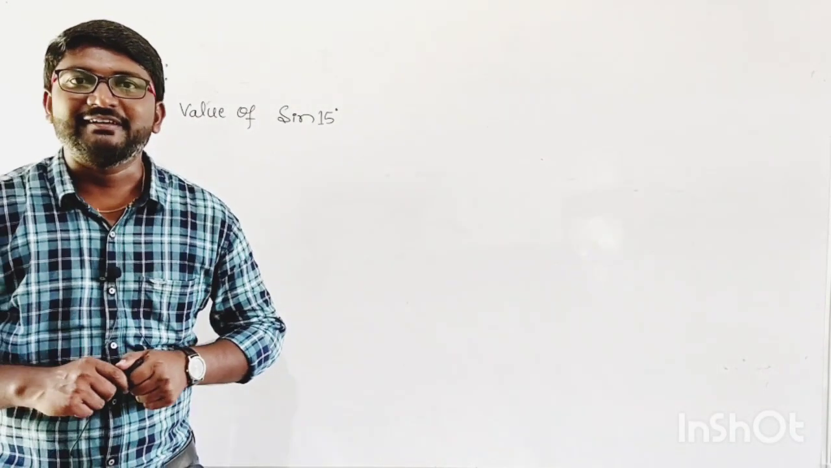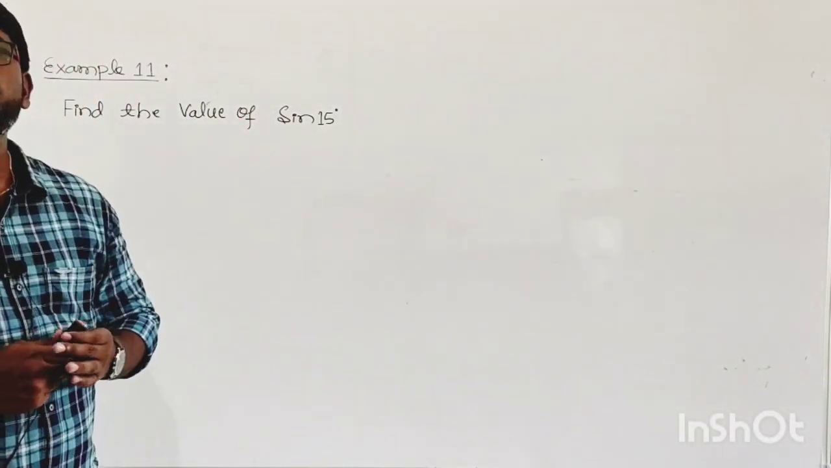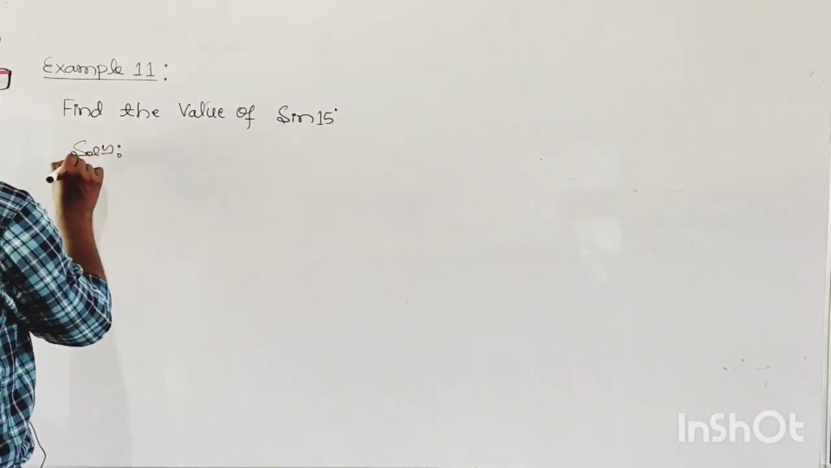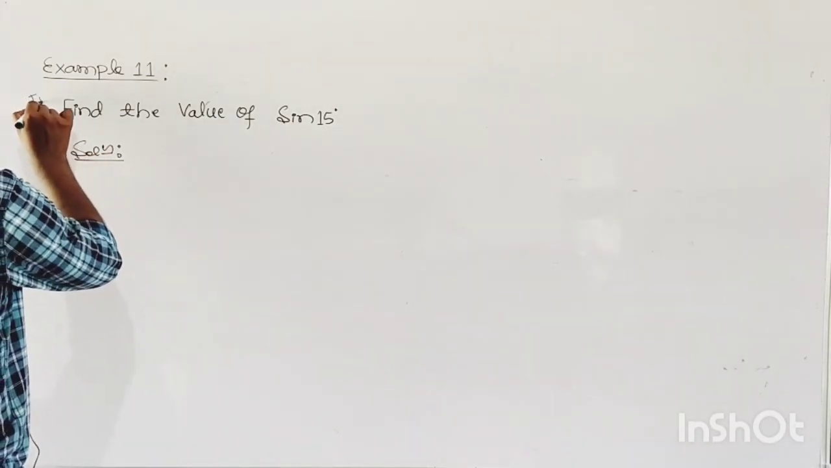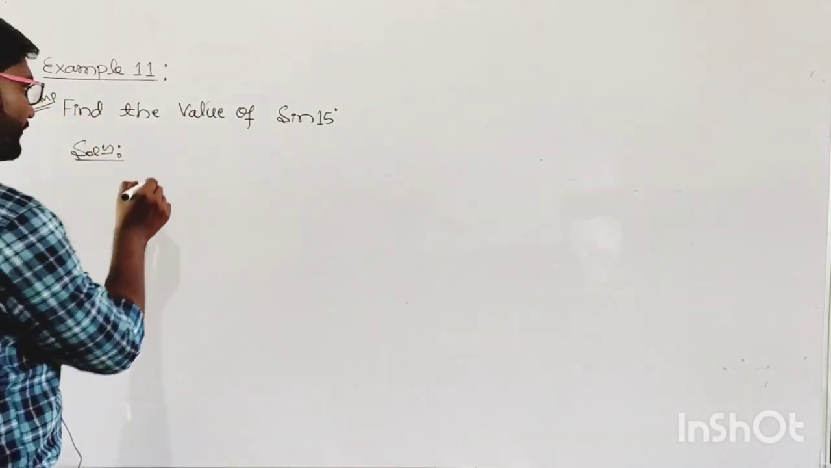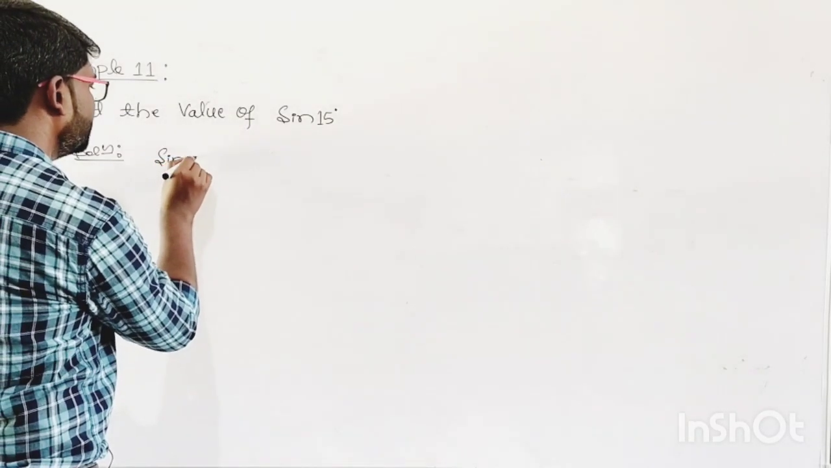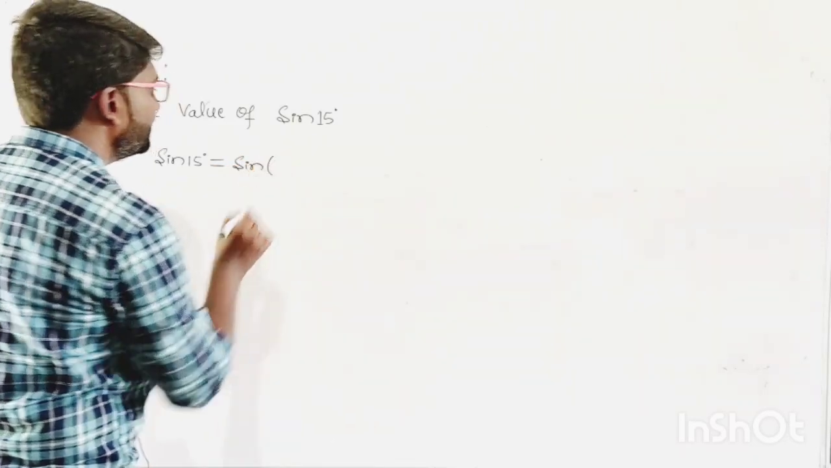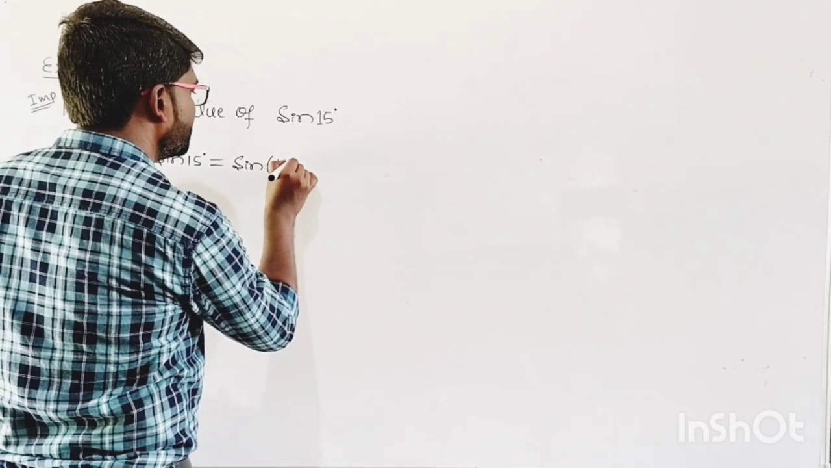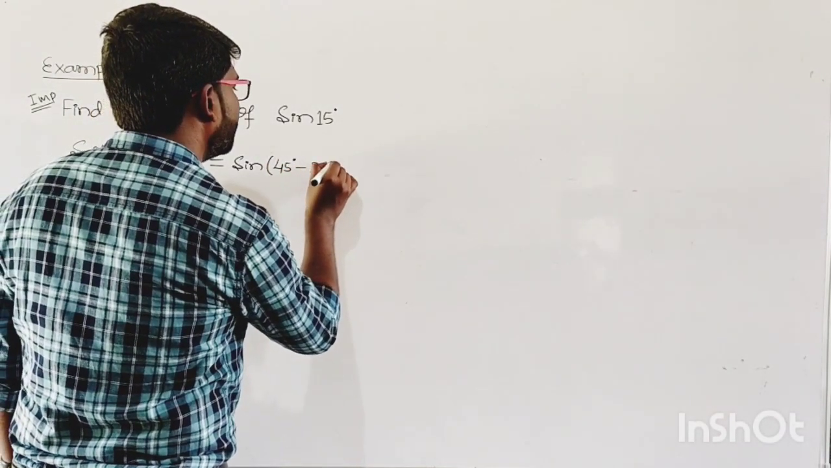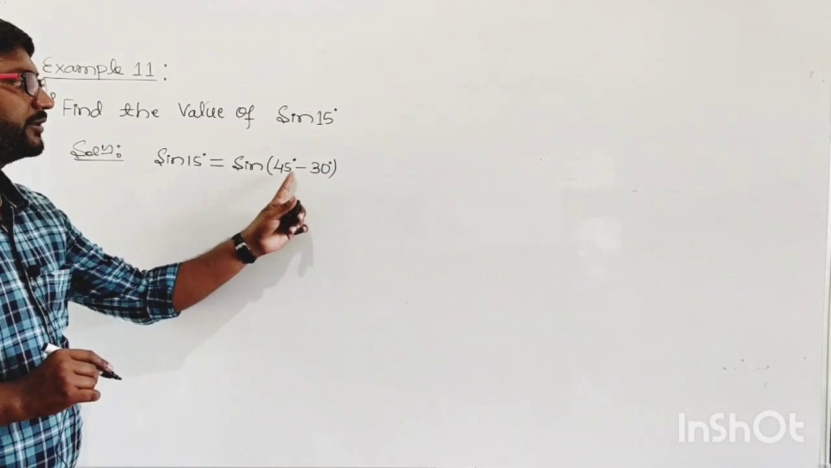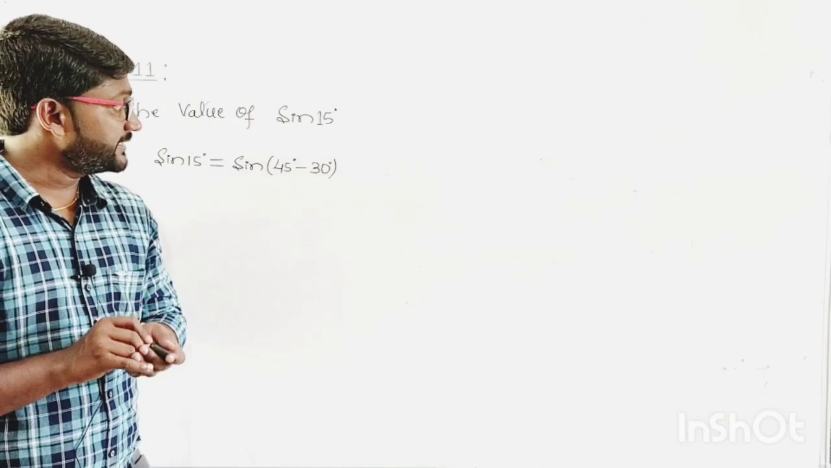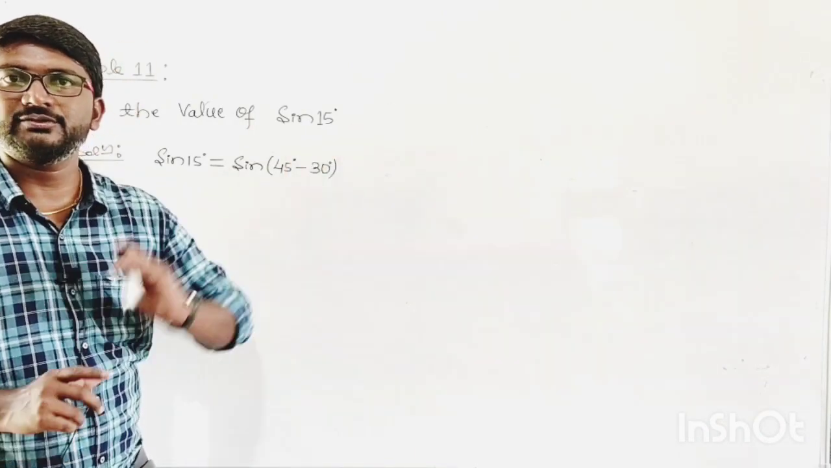Now example 11: find the value of sine 15 degree. So here we have to find the value of sine 15 degree. This is important for 2 marks. Now sine 15 degree can be written as sine of 45 degree minus 30 degree. 45 minus 30 gives 15, or else this can also be written as 60 degree minus 45 degree. So that way is also the correct answer.